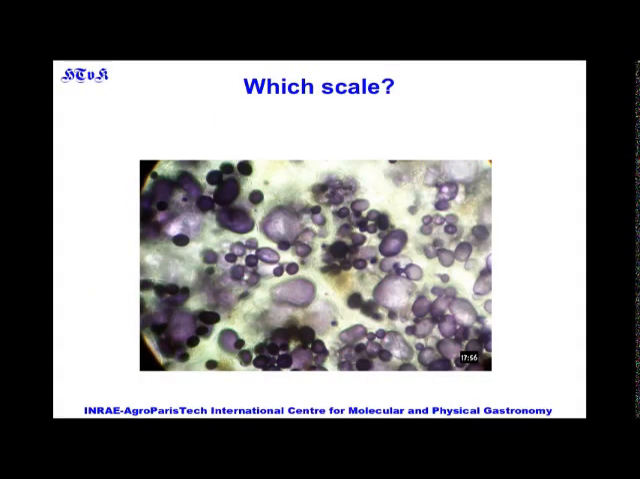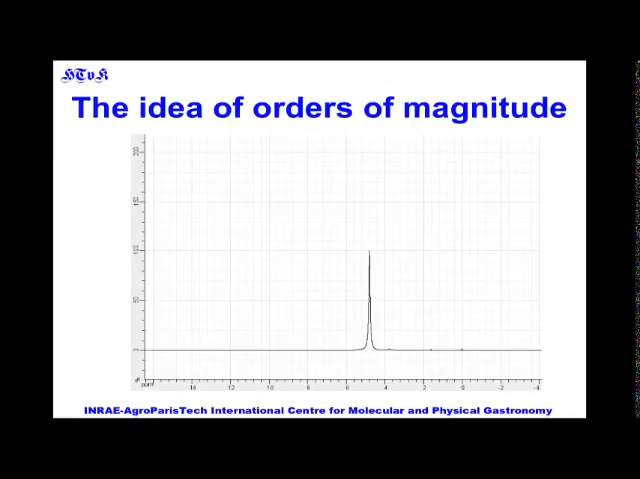Okay, we need to fix first a scale for the description. For example, here we have a microscopic picture. We can decide to describe at the microscopic level. For using the formalism, this idea is very important: always consider the more important first and the detail later.